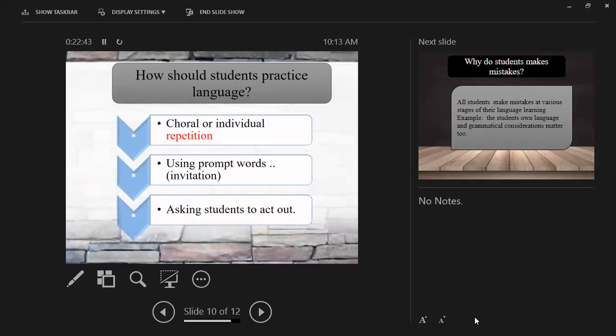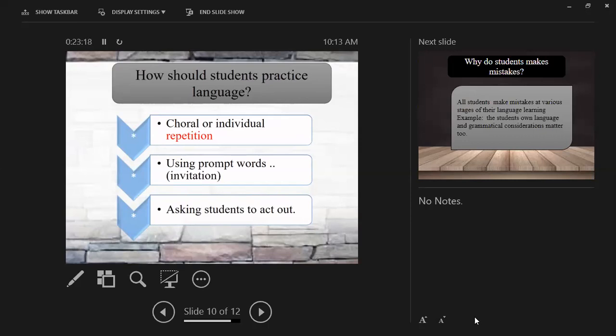You can do choral or individual repetition. Choral means together, or in a group, or individual repetition. So when you are teaching vocabulary, like it's a pen, it's a pencil, it's a ruler, it's a book, first you can say by yourself, repeat after me, it's a pen, and then together they repeat it's a pen, it's a pencil, it's a book. So when they repeat together, that means choral repetition. However, do not stop at choral repetition.